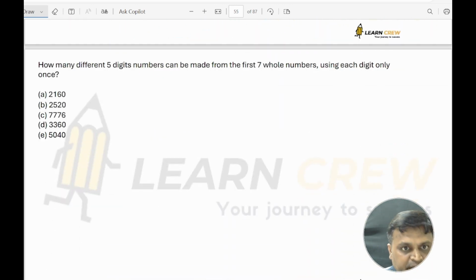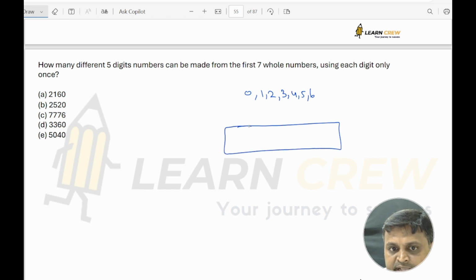Now, how many 5-digit numbers can be possible from the first 7 whole numbers? First 7 whole numbers are 0, 1, 2, 3, 4, 5, 6, using each digit only once. So you require 5-digit numbers. The first place should not be 0. So out of 7 digits, it can be any of the remaining 6 non-zero digits.